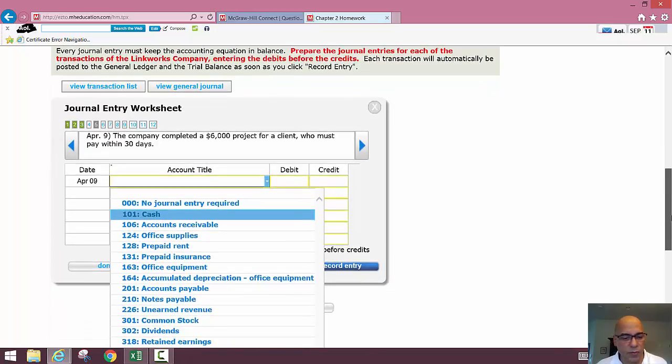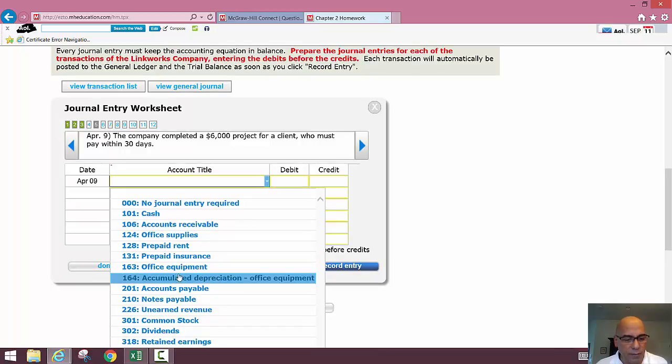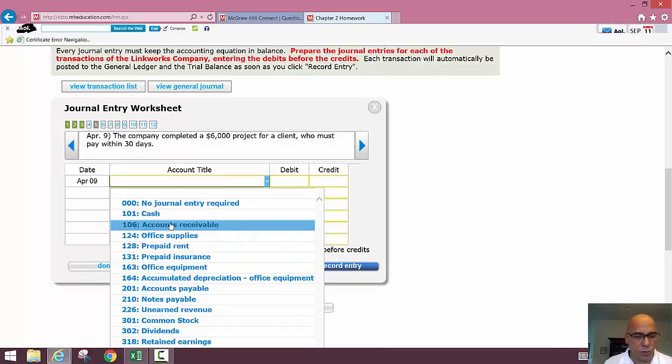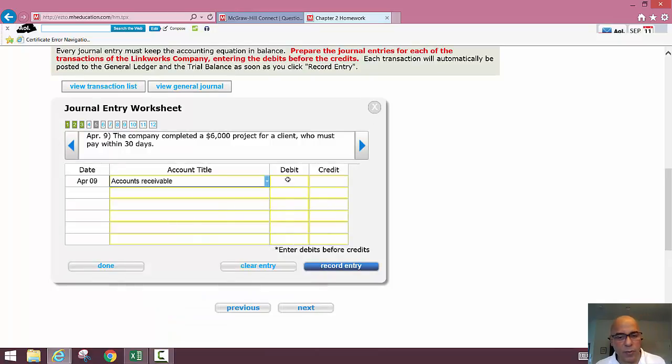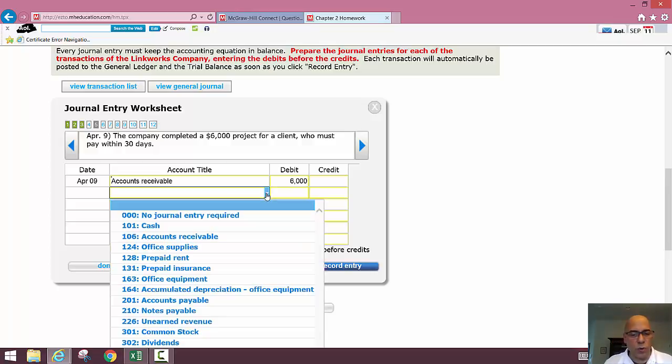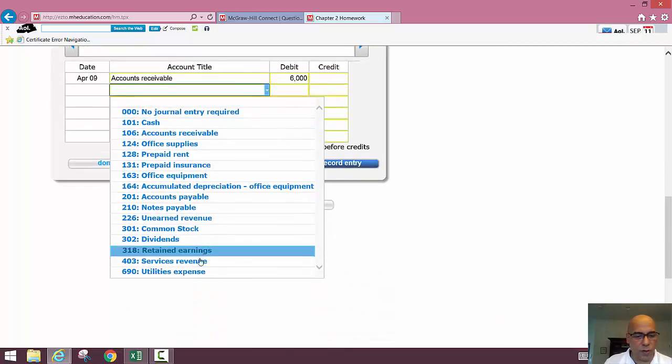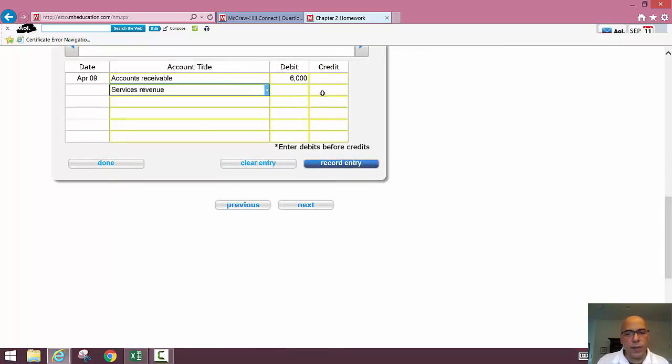We have an account receivable that's going to come in from that individual. So we debit the account receivable for $6,000 because that's a future economic benefit. They're going to pay us in 30 days. Since we provided a service, we're going to find our service revenue. There it is, service revenue. That's going to be $6,000 because we provided that service to them.